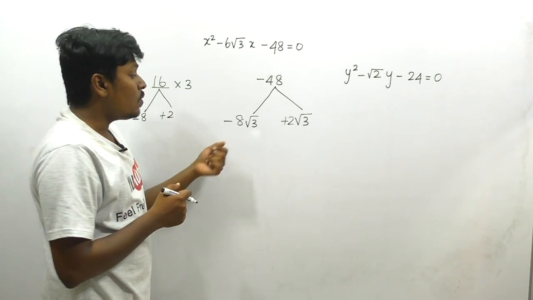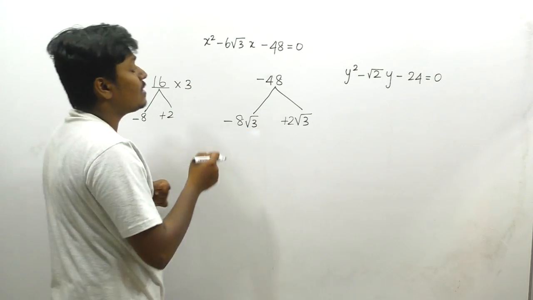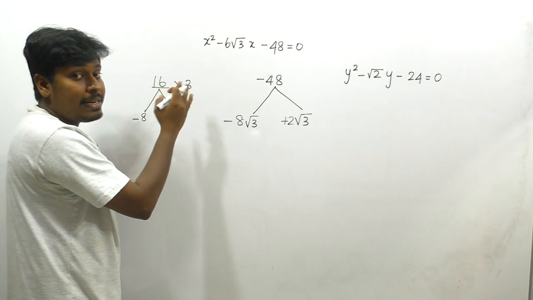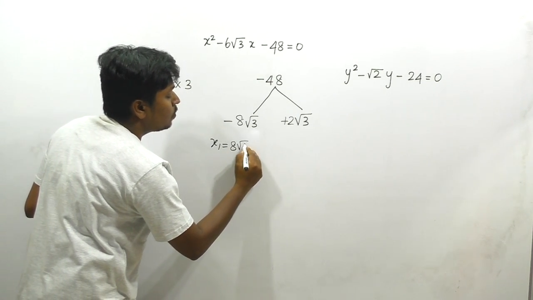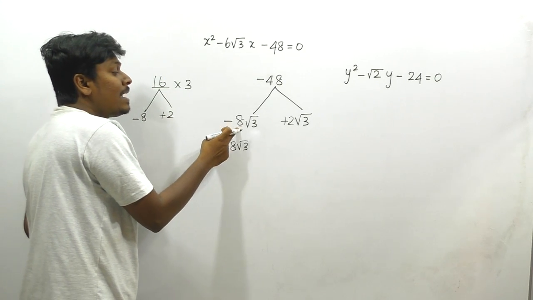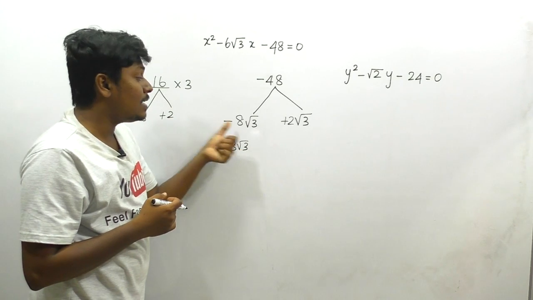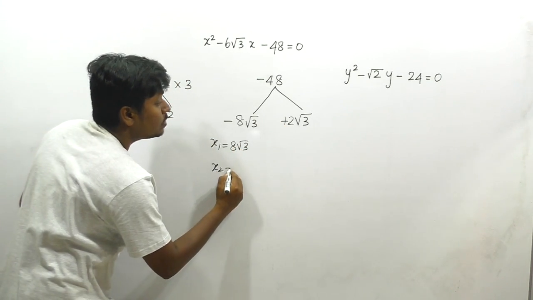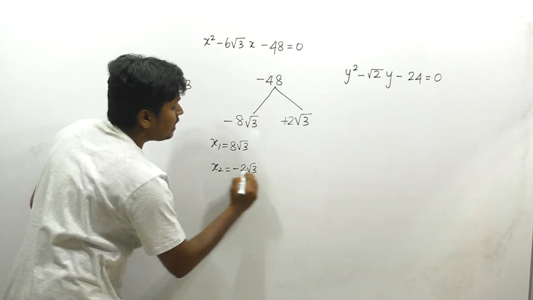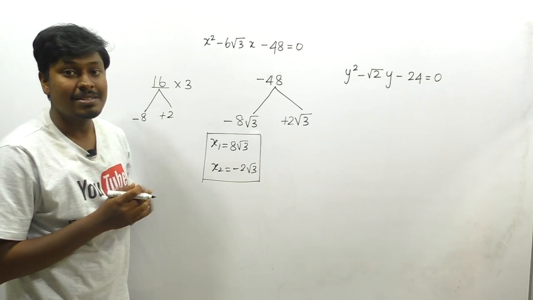Friends, got it? Now we found the factors, that is minus 8 root 3 plus 2 root 3. Remember that while writing, listen carefully, x1 is equal to 8 root 3. Why? Because here it is minus 8 root 3, but while writing the factors, we change the sign, so x1 equals 8 root 3. Here it is plus 2 root 3, so x2 equals minus 2 root 3. So finally we found the factors for this quadratic equation based on the x term.